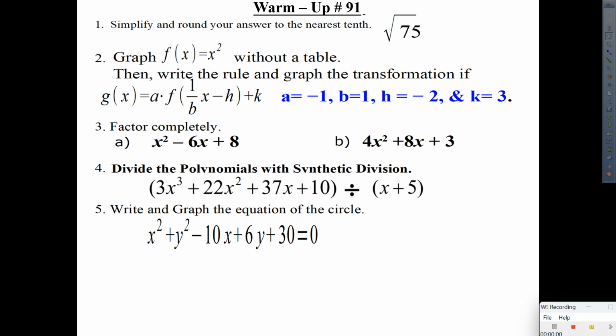Warm-up 91 is on the screen. Put those cell phones away. My goodness. AirPods, earbuds, earplugs, whatever you call them, put them away, please.